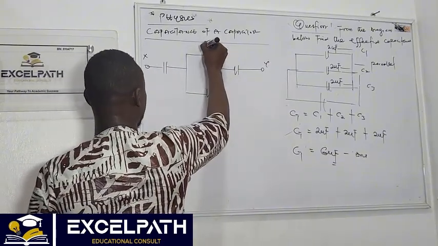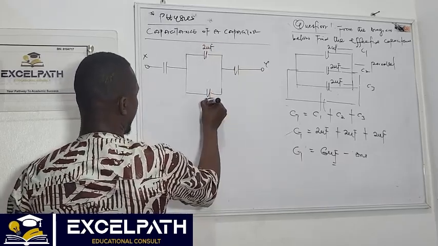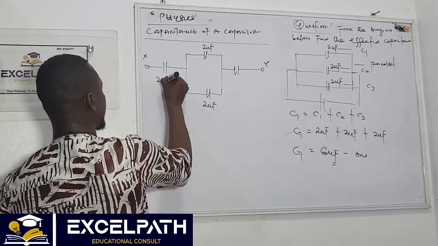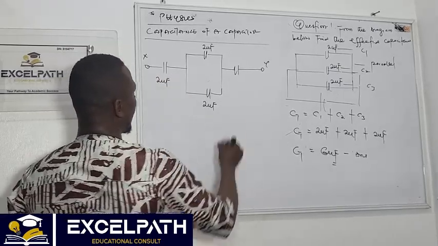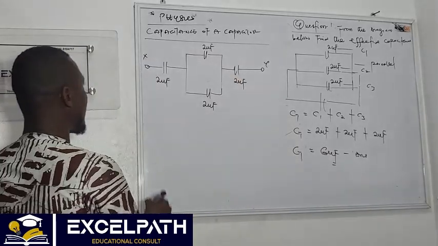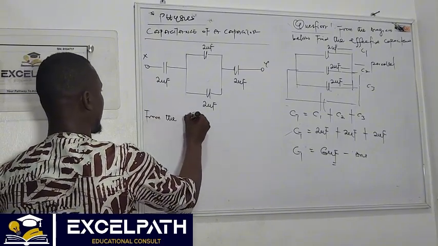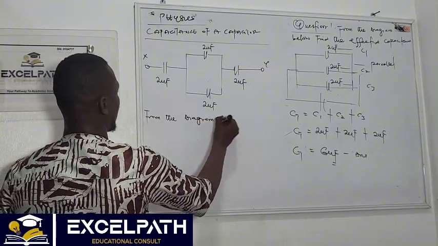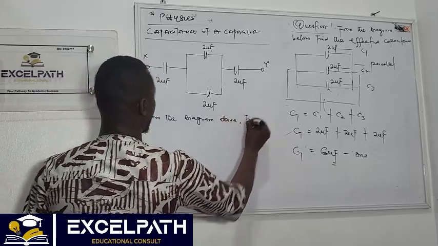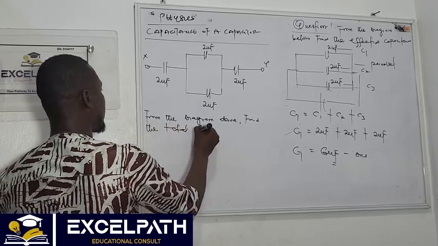You are given this place, let me say 2 microfarad, and this place 2 microfarad, this place also 2 microfarad, and this place also 2 microfarad. The question now says, from the diagram above, find the total capacitance.